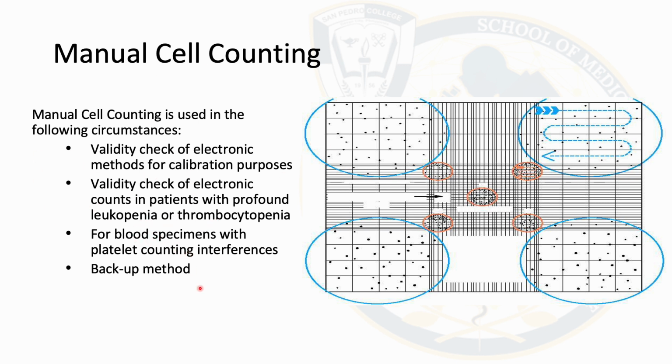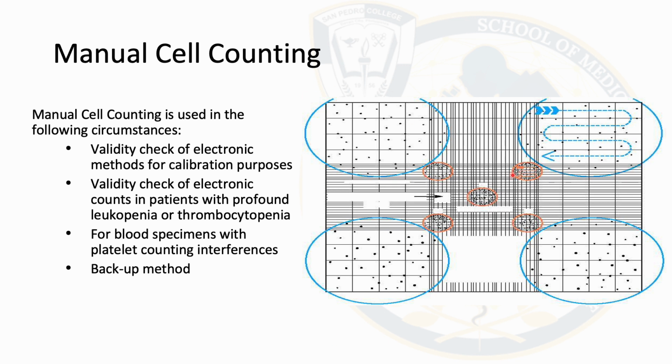Another is blood specimens with platelet counting interferences. For example, if you have giant platelets, most likely they can interfere with the WBC counting. Why? Because a giant platelet can actually be read as a WBC, so it can cause interferences in your results. Another thing is it can be a backup method, particularly if you are doubtful of your machine-generated results.